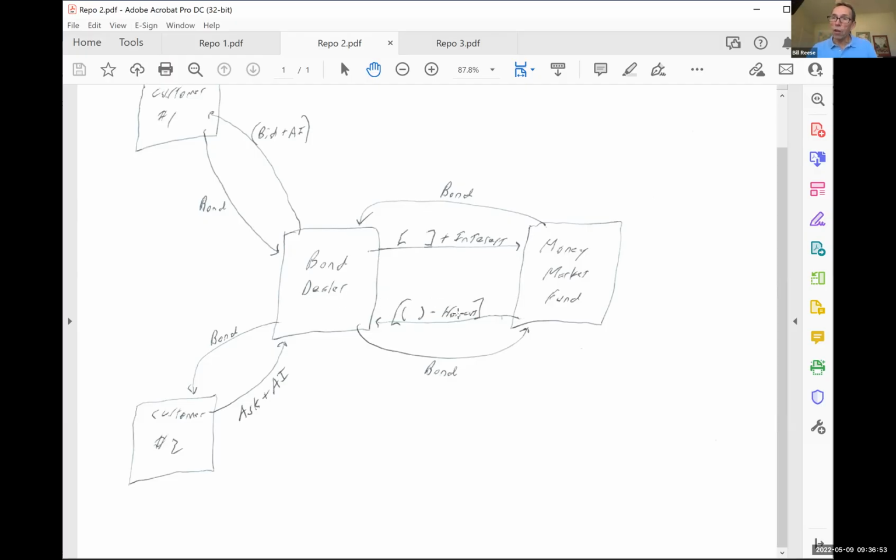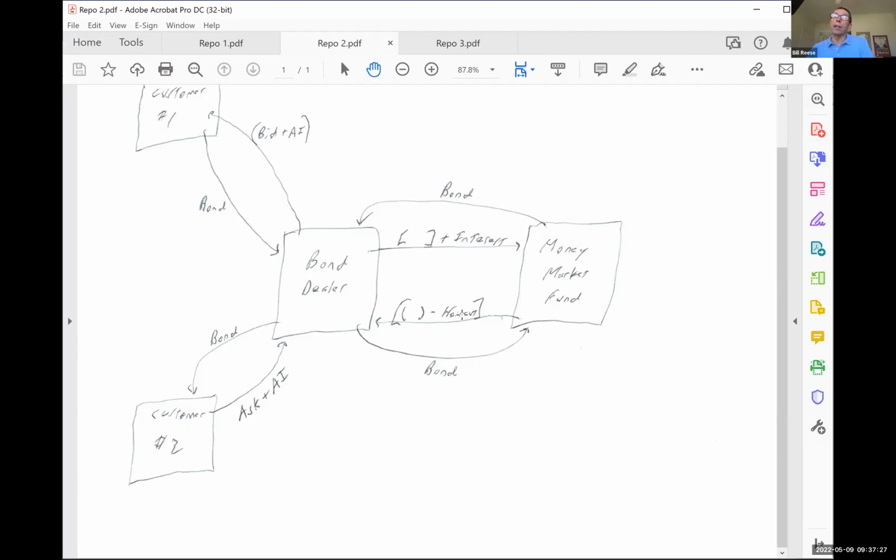And again, the purpose of the haircut is to protect the money market fund so that if the bond goes down in value a little bit while the money market fund is owning it, and the bond dealer reneges on his agreement to repurchase the bond, then the money market fund will still have a bond that has more value than what was lent over. So this haircut is just a little bit of a percentage, okay, of the value of the bond.